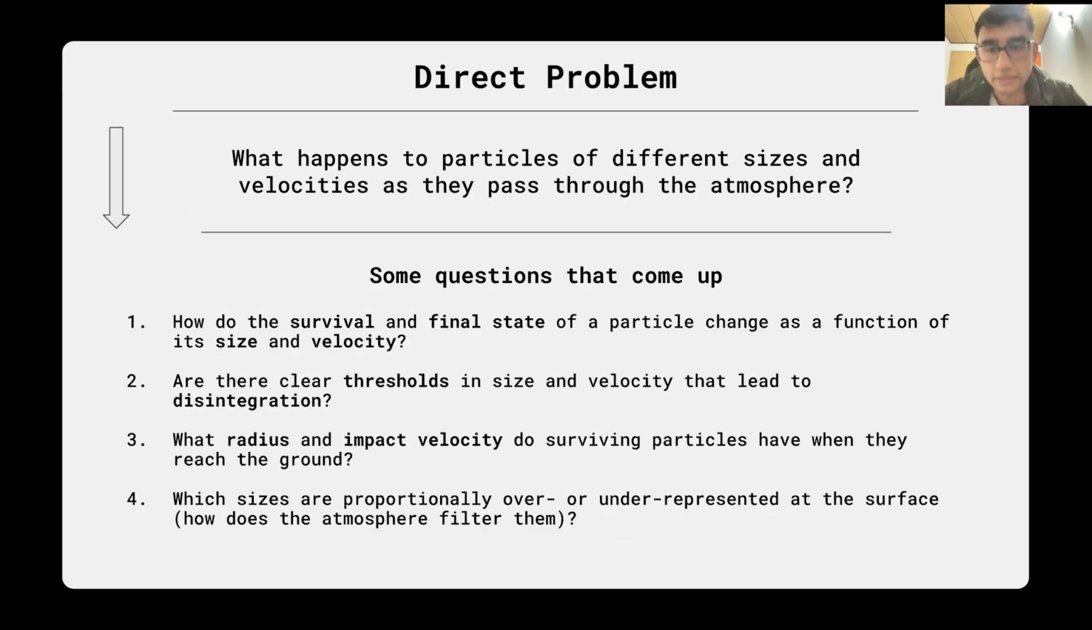The first one was the direct problem, and the question is, if a particle with a given size and velocity enters the atmosphere, what happens to it on the way down? More concretely, we want to know how its survival and final state depend on radius and entry speed. Does it reach the ground intact, does it melt, or does it completely vaporize?